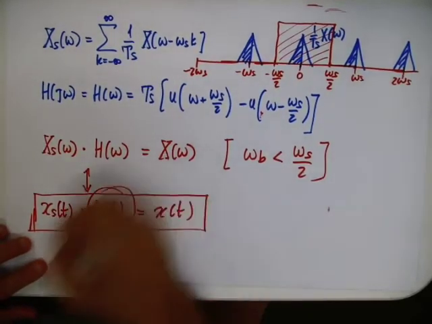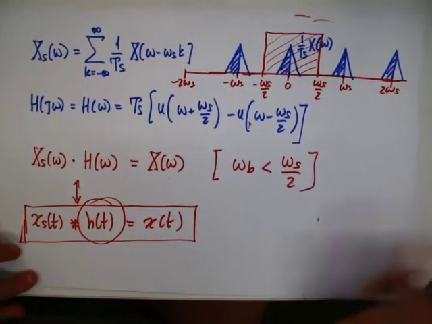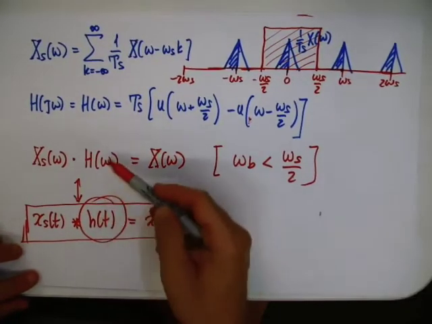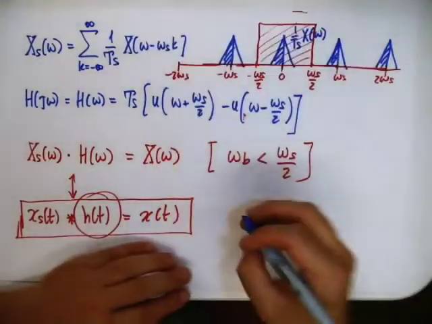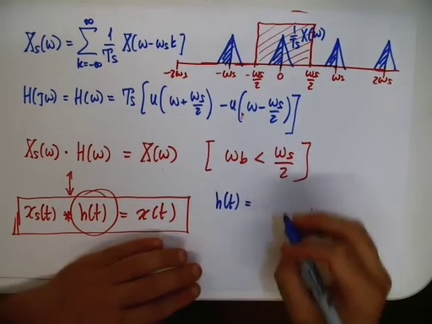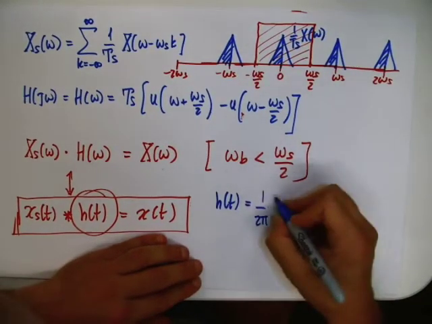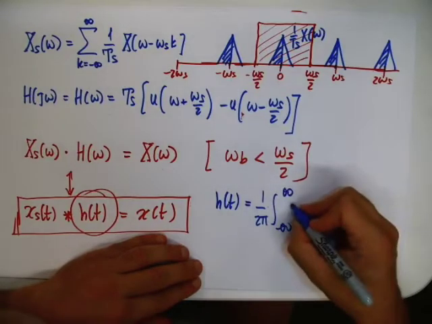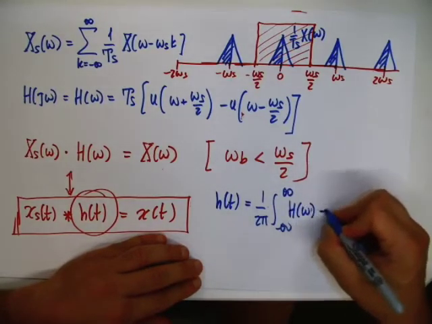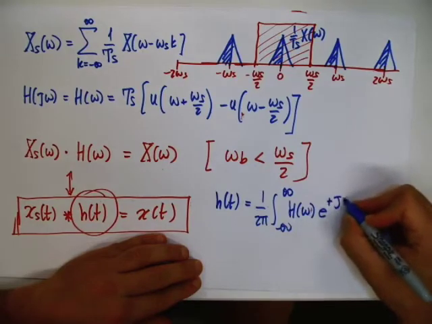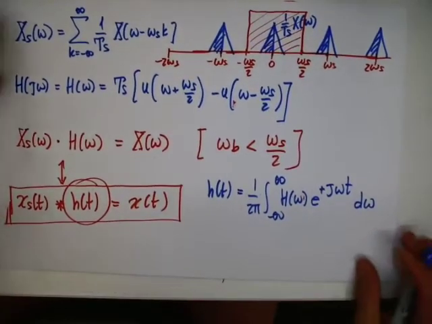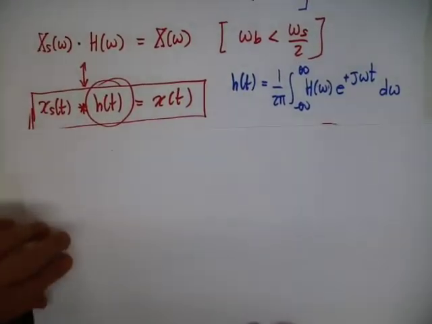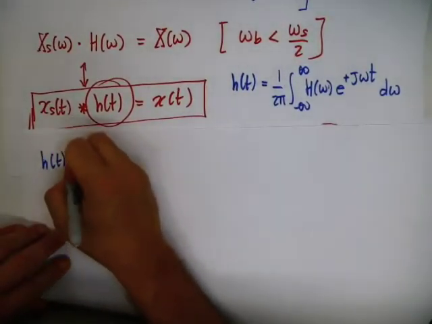The question is now, let's understand what is the impulse response. The impulse response is basically the inverse Fourier transform of H of omega. So h of t is 1 over 2 pi, the integral between minus infinity and infinity of H of omega e to the plus j omega t d omega. Right? So let's do this calculation and see what is the form of the impulse response.